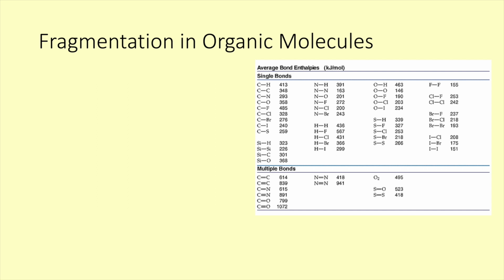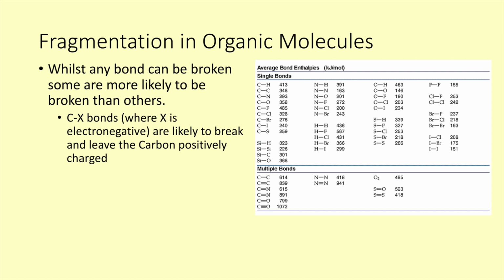In our organic molecules, we want to consider how easy it is to break our bonds. So any bond can theoretically be broken, but some are more likely to be broken than others. So if you look at your bond enthalpy on the right hand side, you will see the C-N and the C-O bonds, for example, they are much more likely to break and leave our carbon positively charged, whereas our C=O double bond, that's a very strong bond, and so very unlikely to break.